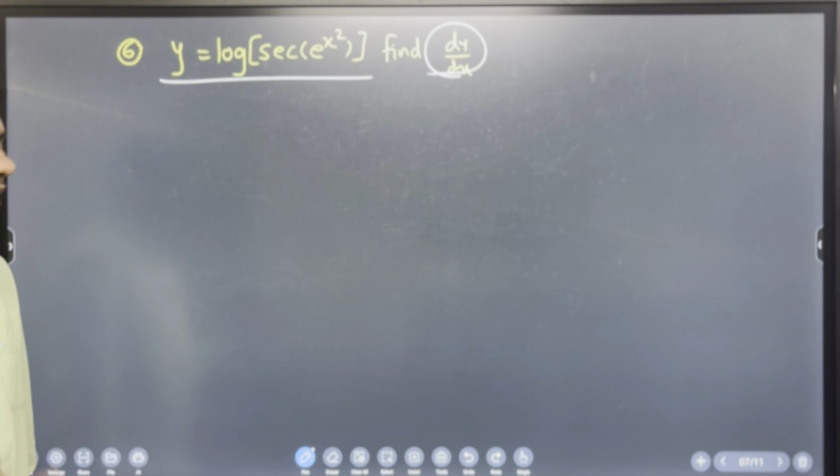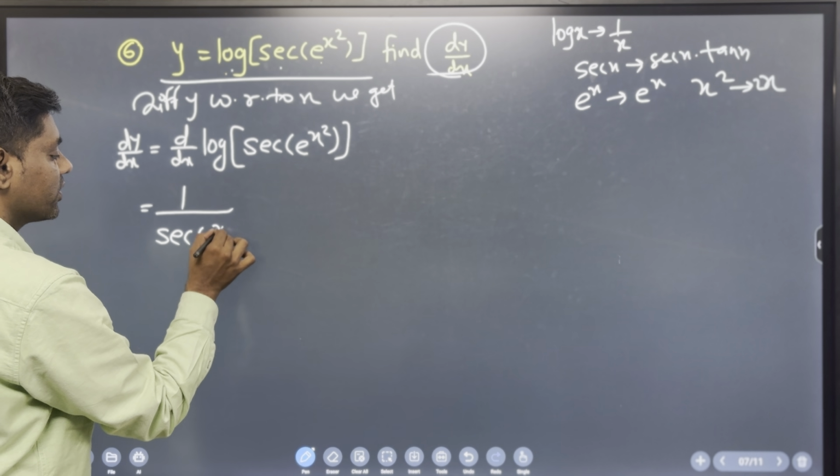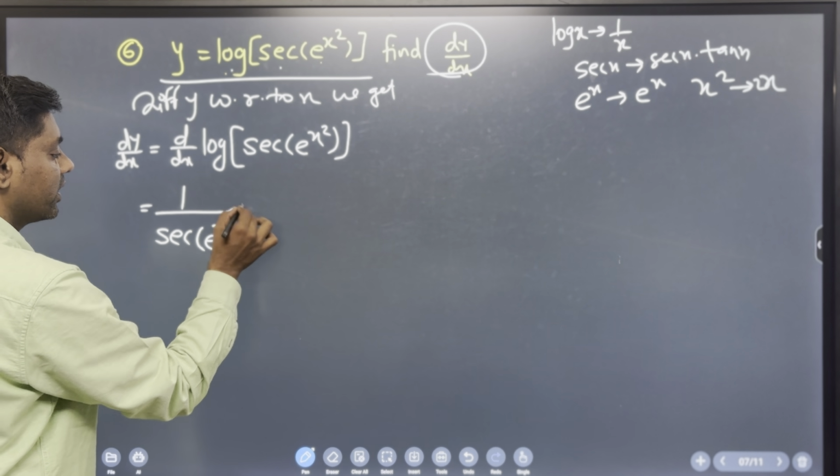What is the derivative of log? 1 upon sec of e raised to x square, then again take the derivative of that function. What is the function here? Sec is the function, so we take the derivative, d by dx of sec, writing the bracket as it is. What is the derivative of sec of x? Sec x into tan x. So we get sec of e raised to x square into tan of e raised to x square, and then we take the derivative of the function.